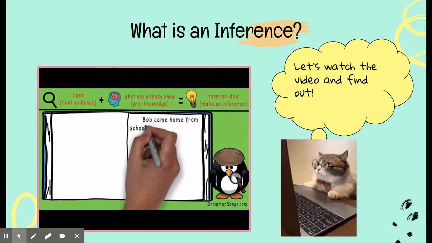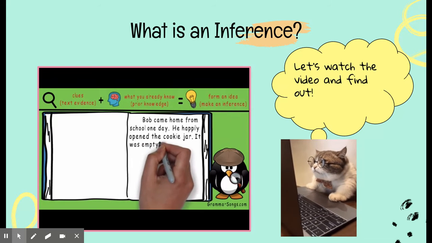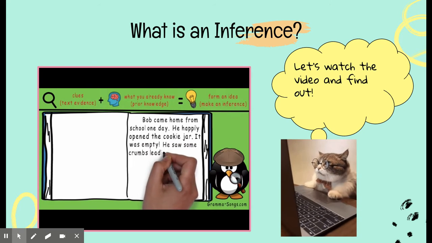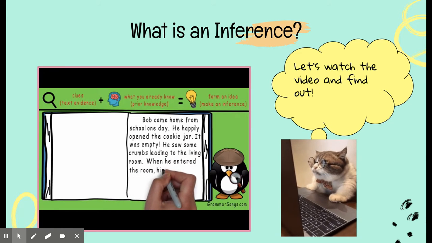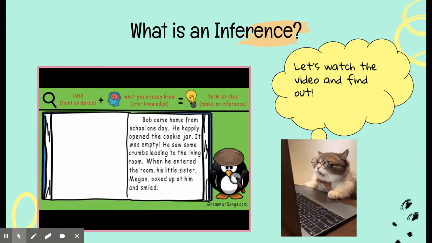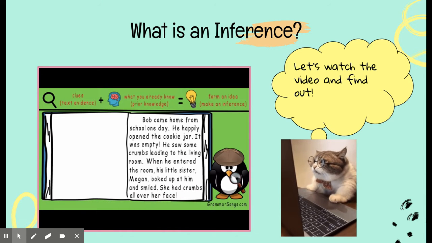Bob came home from school one day. He happily opened the cookie jar. It was empty. He saw some crumbs leading to the living room. When he entered the room, his little sister Megan looked up at him and smiled. She had crumbs all over her face.